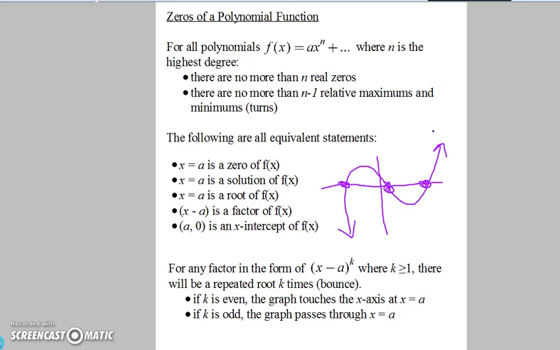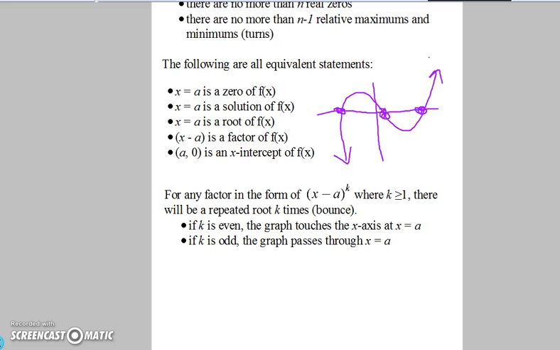And then down here, this is kind of important at the bottom. For any factor in the form of x minus a to the k power, where k is greater than or equal to 1, there will be a repeated root k times. Okay. Sometimes we call it a bounce because it does just that, it bounces. Important things to know: if k is even, the graph will touch the x-axis at that point, x equals a, so that's the bounce. And if k is odd, the graph will pass right through it.